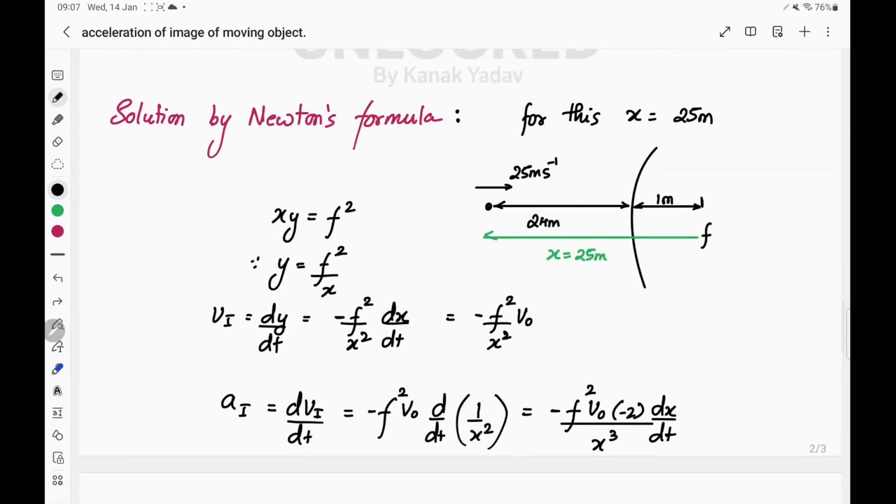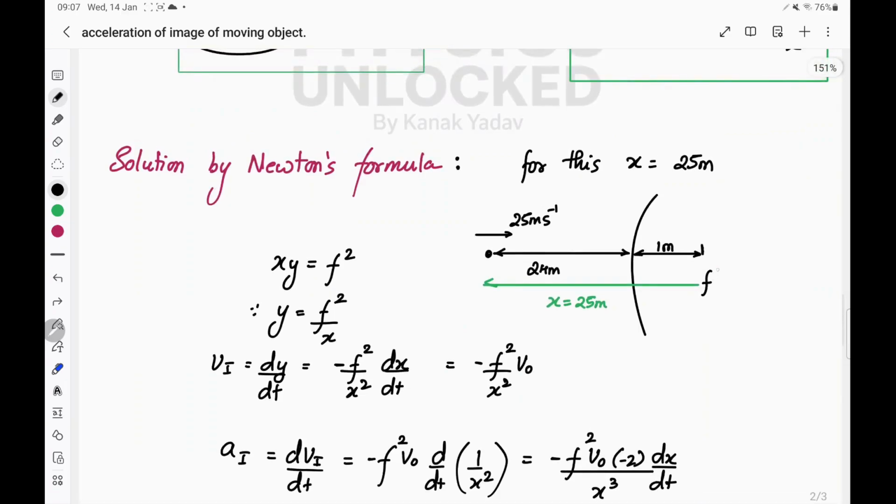Now the object distance has to be measured from the focus. Since the focus of a convex mirror is behind the mirror, in Newton's convention, the object distance won't be 24 meter, it will be 25 meter. It's 24 meter plus 1 meter from the focus, right? So if we use xy is equal to f square, which is the mirror formula in Newton's convention, y will be equal to f square by x. Image distance is equal to f square divided by x.